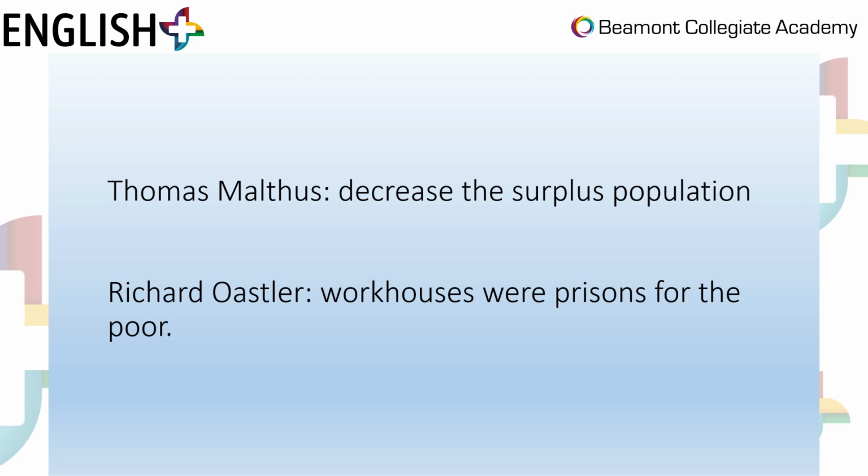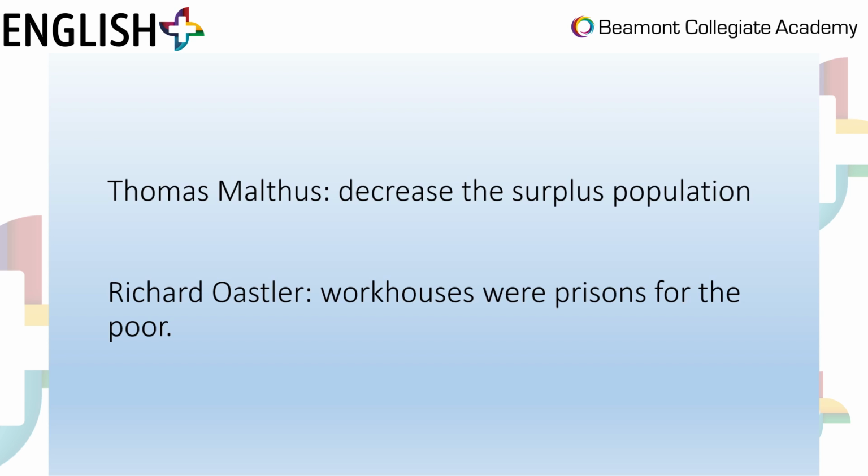Now the surplus population are represented perfectly in this novella by the Cratchits. And remember, Dickens goes out of his way to give each Cratchit a name. They are all hard-working characters, and it's Dickens' way of showing us that poor people are not lazy. You will have also looked at an opposing view from Richard Oastler, who was against workhouses. So Charles Dickens and Richard Oastler shared similar beliefs. He thought that workhouses were prisons for the poor.